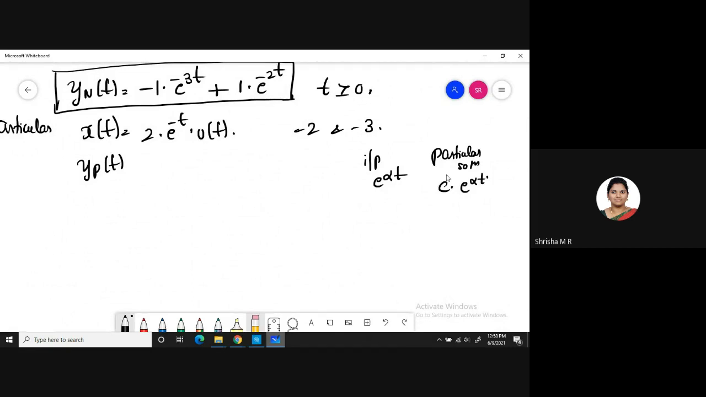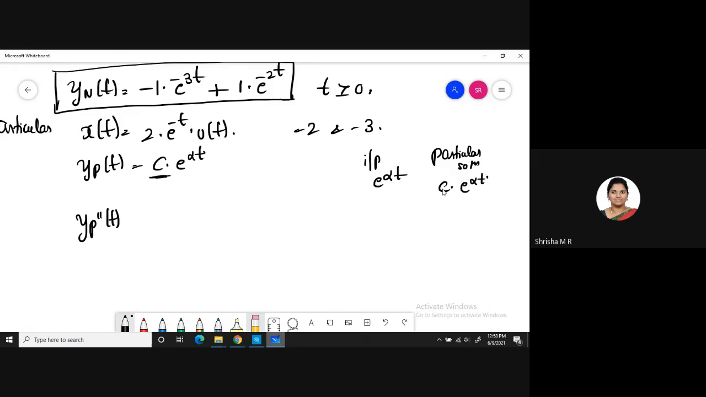The input is e power alpha t, and the particular solution is c into e power alpha t. So how do you find out the constant c? You have to find out the constant c. The constant c is evaluated by substituting the particular solution in the given differential equation. So you get yp double dash of t, which is of the form c into e power alpha t. You have to find this constant c now.